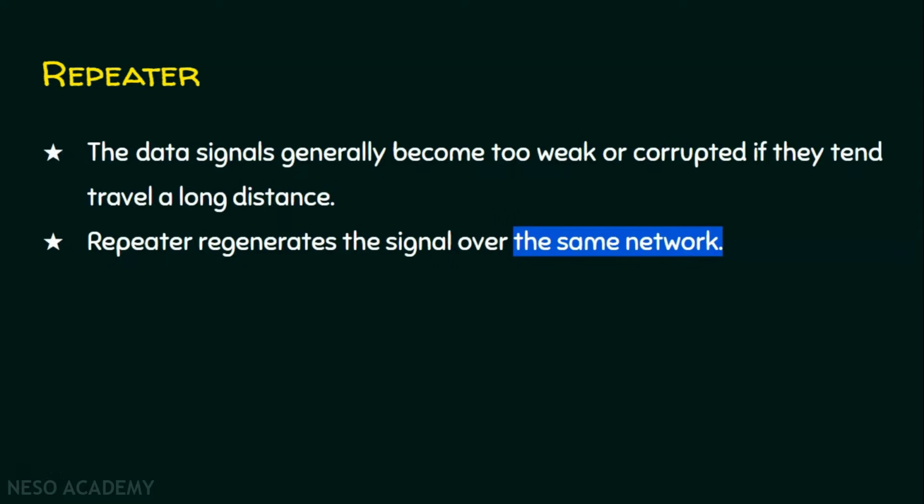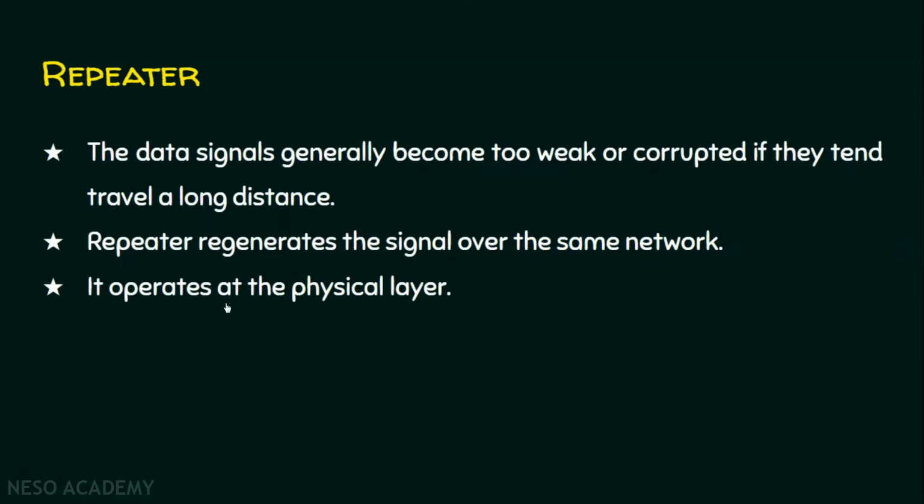In which layer does a repeater work? Repeater is a layer 1 device. So repeater operates at the physical layer and its job is very simple. Whatever it gets, it has to regenerate and send, that's it.